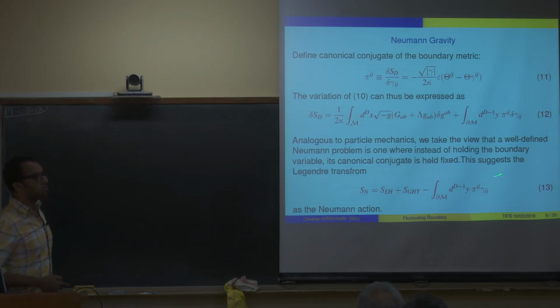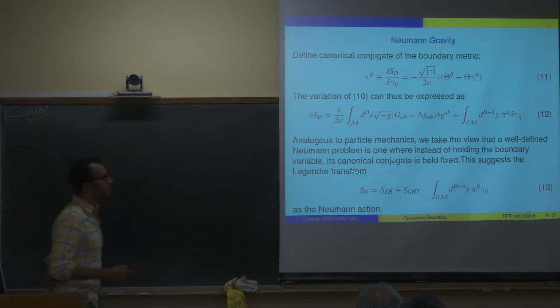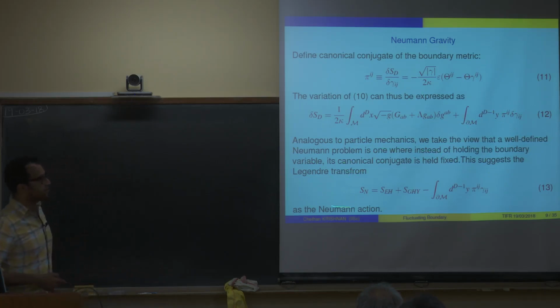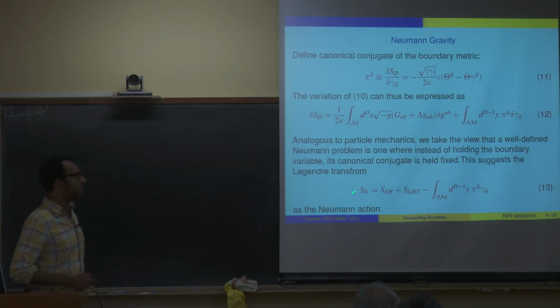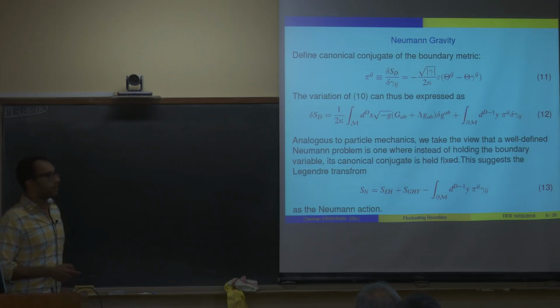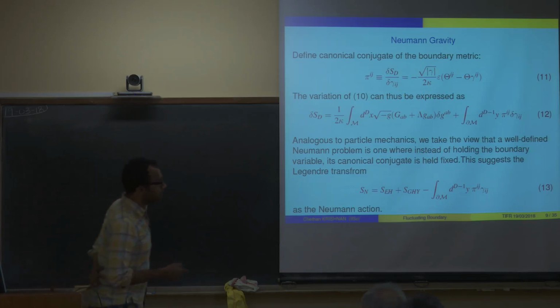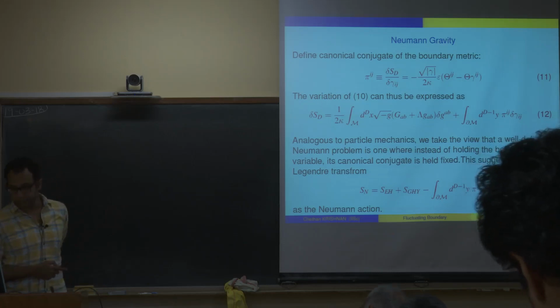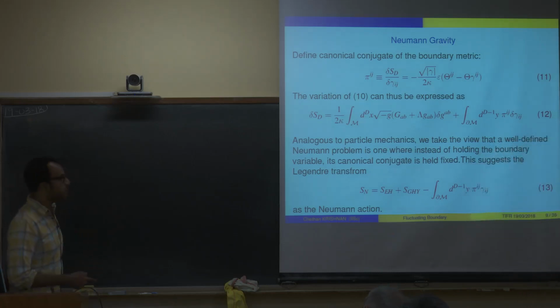And the natural Legendre transform, the analog of the Legendre transform that we did before for the particle case, is this: this is your Dirichlet piece, and then you do the corresponding Legendre transform piece, and this is what one would call the Neumann action. If you do this, we would expect to be able to hold this fixed, and this is a natural candidate for momentum. And if that is held fixed at the boundary, you should get a good variational principle, is the claim.